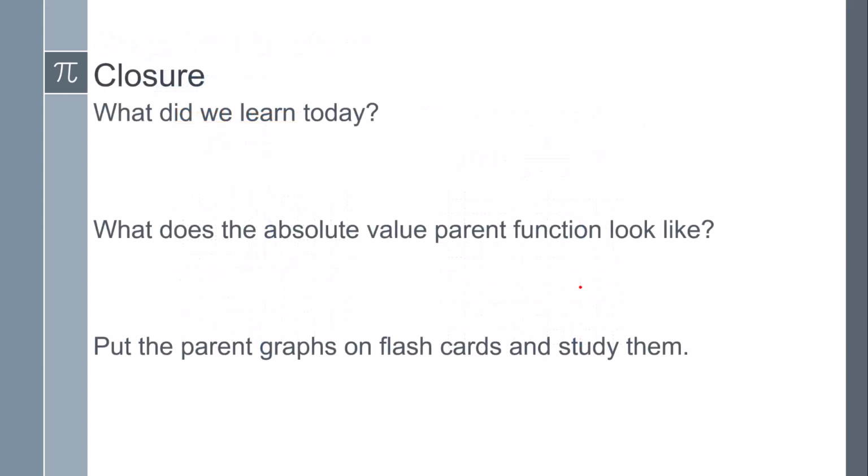So what did we learn today? We talked about the other parent functions when it came to transforming these functions. What does the absolute parent function look like? The absolute value is a v shape. It's the absolute value of x minus h plus k, and it does have that a in front. Put the parent graphs on flashcards and study them.